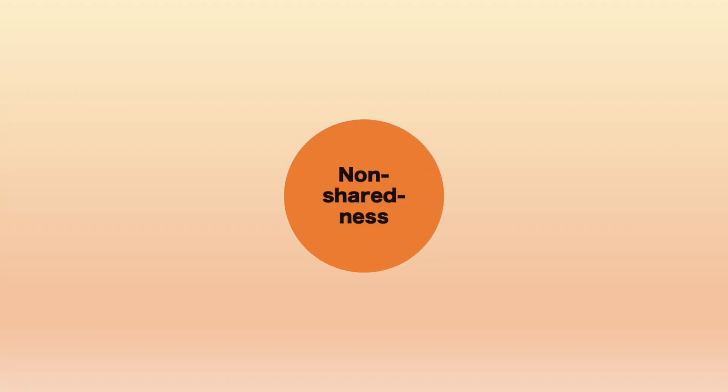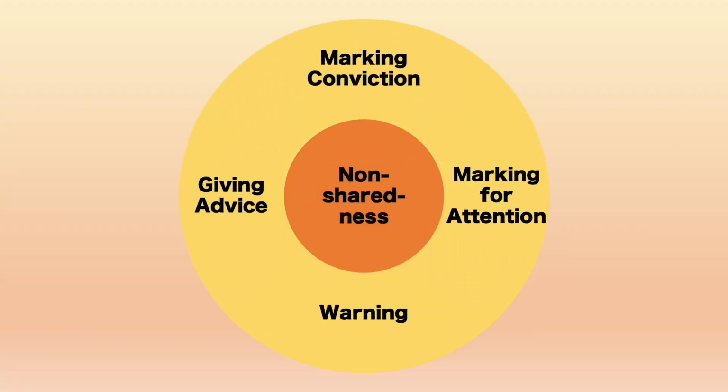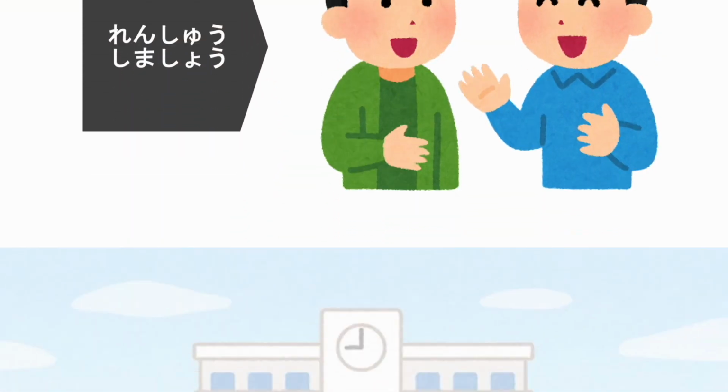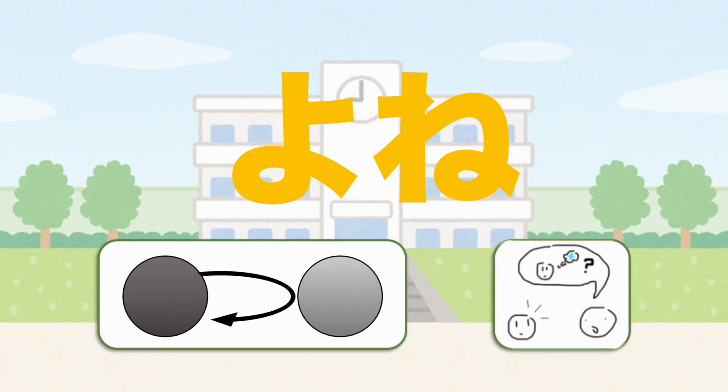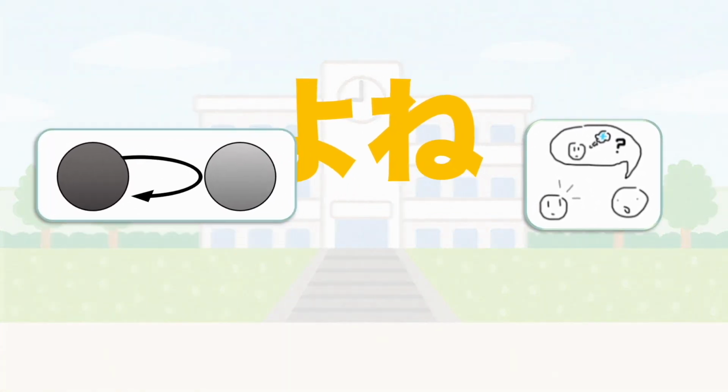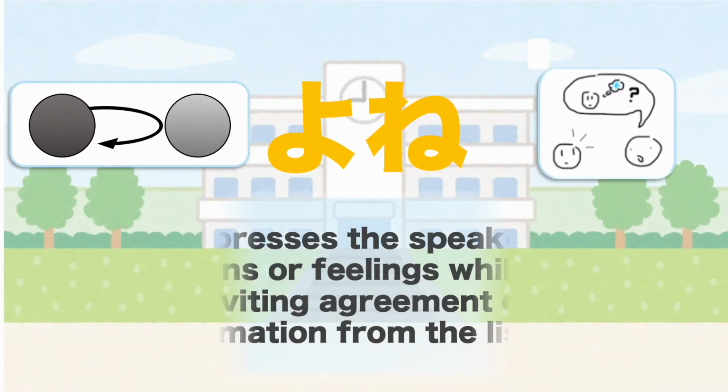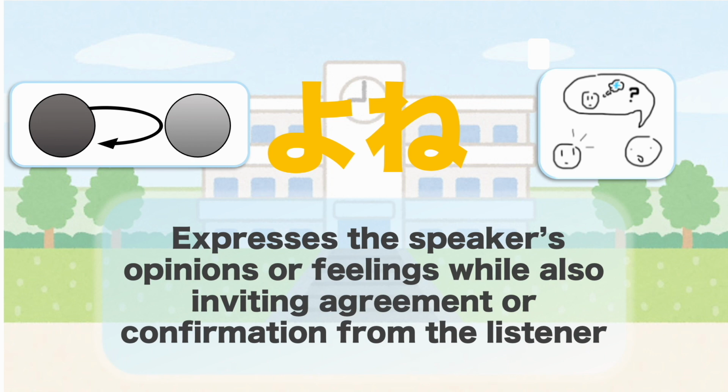So to summarize, yo has one core meaning of non-sharedness. As you can see here, yo has a lot of different functions which include marking conviction, giving advice, warning, and marking for attention. The third interactional particle that you will learn today is yone, which combines the usages of both yo and ne. Yone expresses the speaker's opinions or feelings while also inviting agreement or confirmation from the listener.